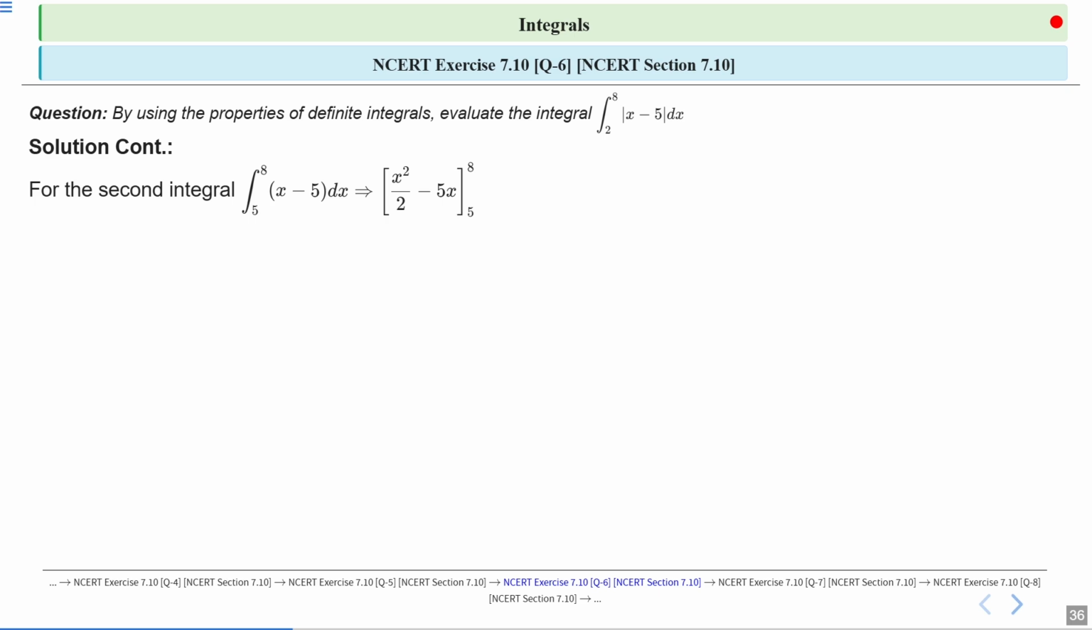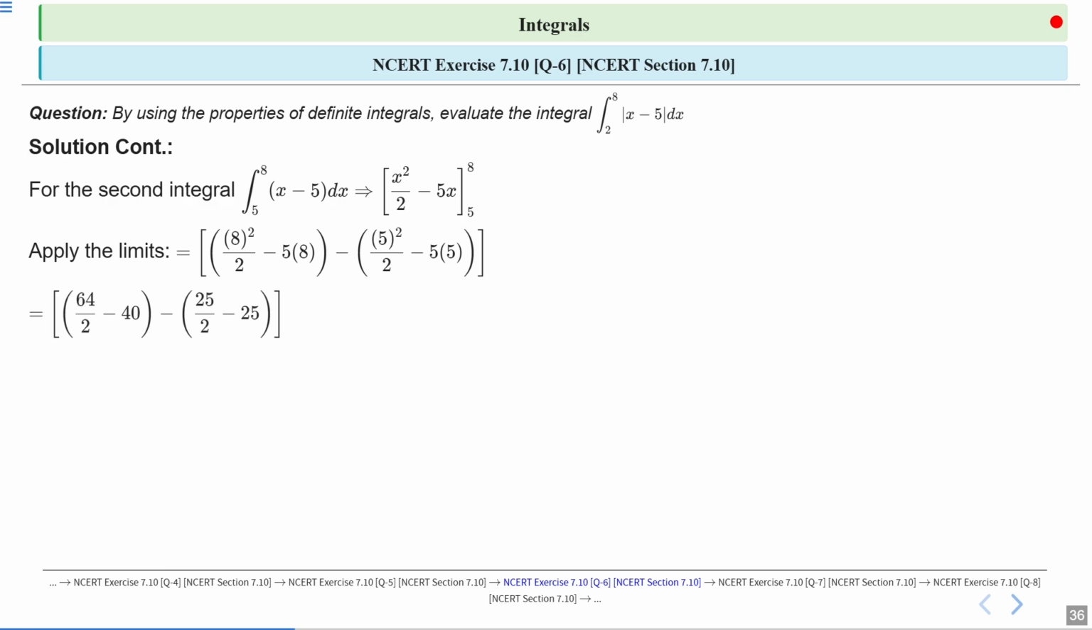Now for the second integral, 5 to 8 x minus 5 dx, the antiderivative is x square by 2 minus 5x. Upper limit is 8 and lower limit is 5. So apply the limits on the antiderivative. Take the upper limit, 8 square by 2 minus 5 into 8, minus the value of the antiderivative at the lower limit, that is 5 square by 2 minus 5 into 5. So we get 64 by 2 minus 40 minus 25 by 2 minus 25.